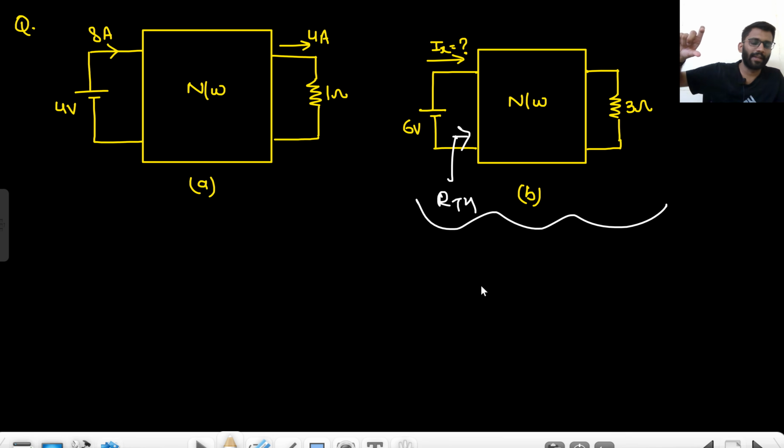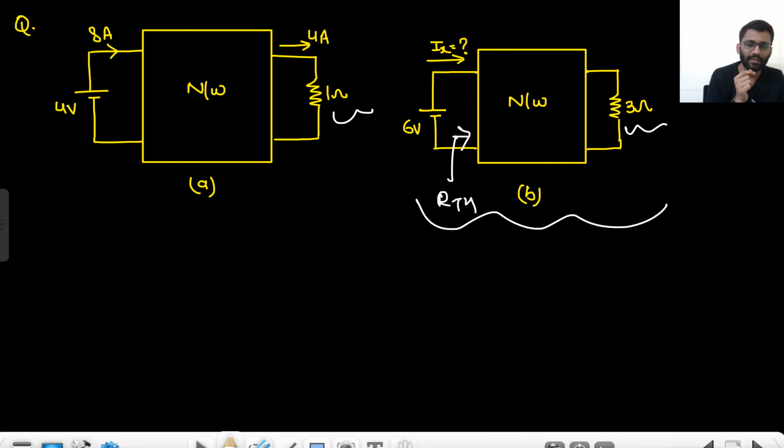What would I do? I will apply a voltage VDC and get IDC out of it, and then no meaning. Actually, no meaning. I can't really find RTH here. There is no meaning of applying VDC and getting IDC out of it when the resistance is different. Here 3 ohm, here 1 ohm.